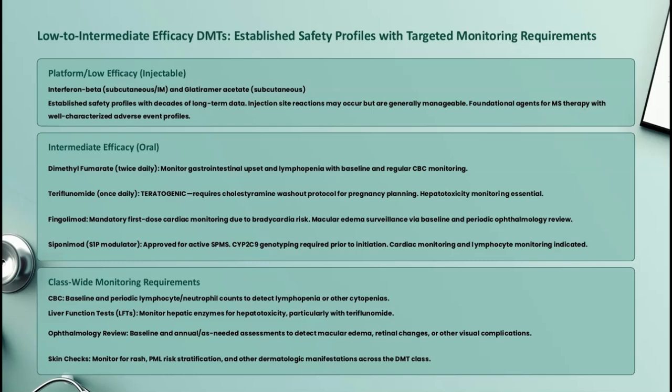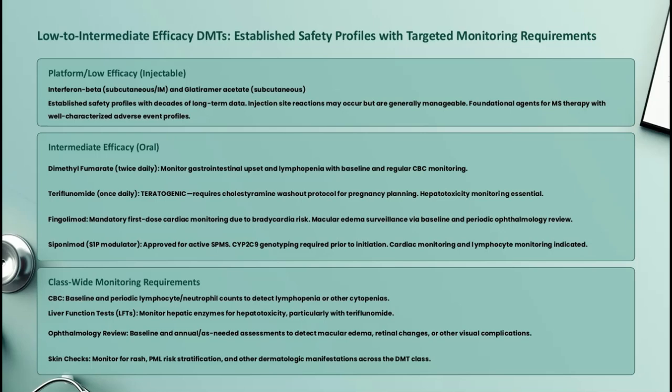The S1P receptor modulators, including fingolimod and siponimod, are more effective, but come with important monitoring requirements. Fingolimod can cause bradycardia, particularly after the first dose, so cardiac monitoring is essential. Macular edema is another recognized complication. Siponimod is particularly relevant because it is approved for active secondary progressive disease. Across this drug class, routine monitoring includes blood counts, liver function, ophthalmology surveillance where relevant, and infection risk assessment.